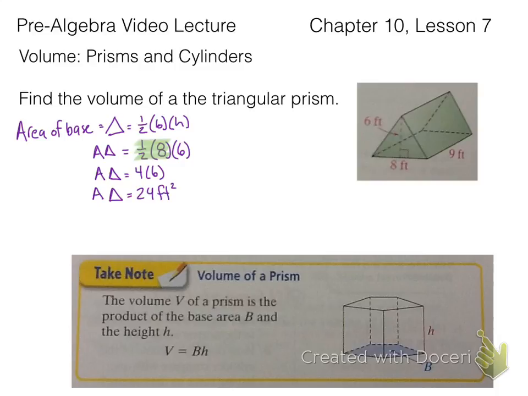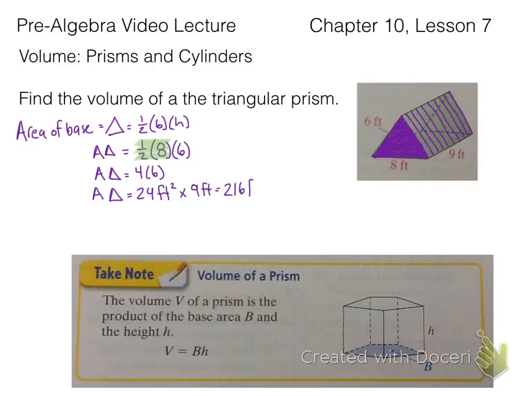But now that is just the first layer of my space figure, that layer right there. And I have 9 feet of layers: 1, 2, 3, 4, 5, 6, 7, 8, 9. So basically what I'm going to do is multiply the area of my base by the height so that I get all of the layers needed to fill up my space figure, because I'm trying to figure out what's on the inside, okay?